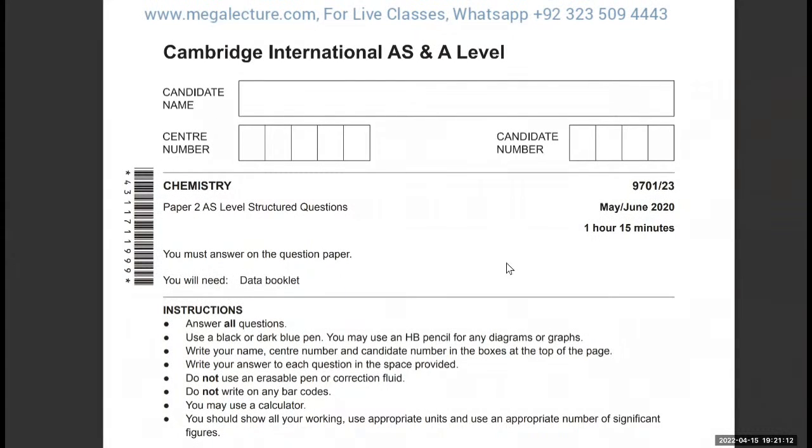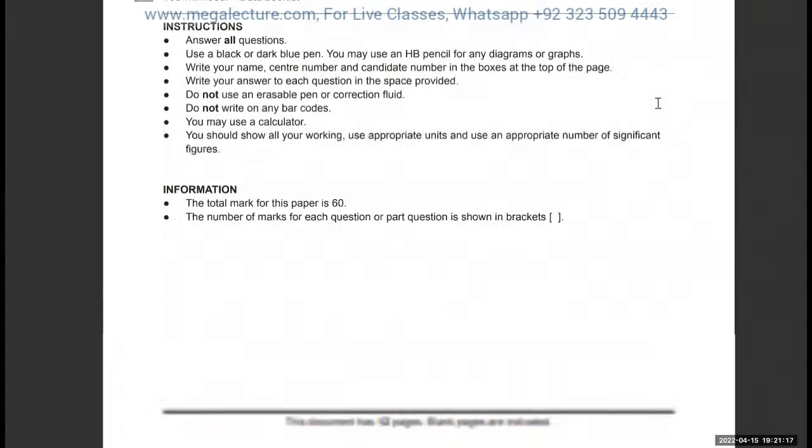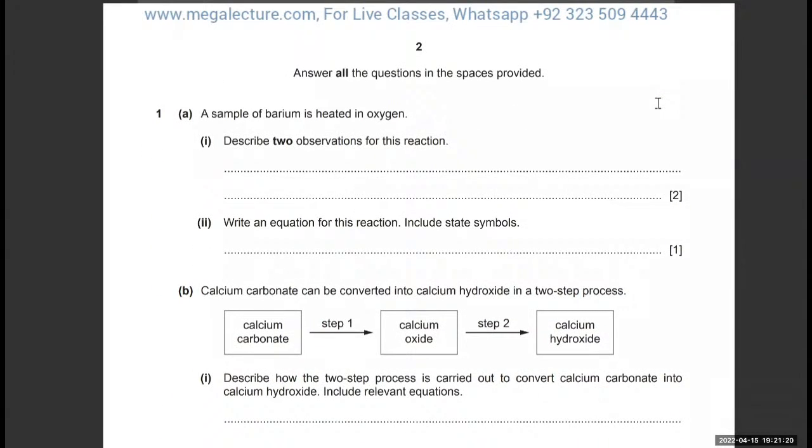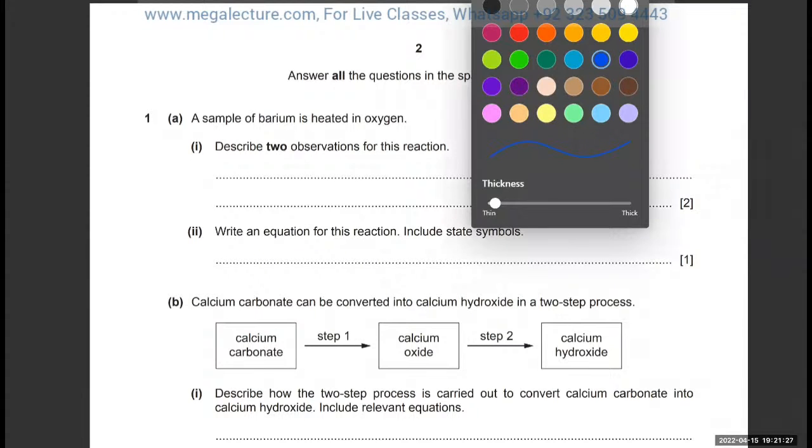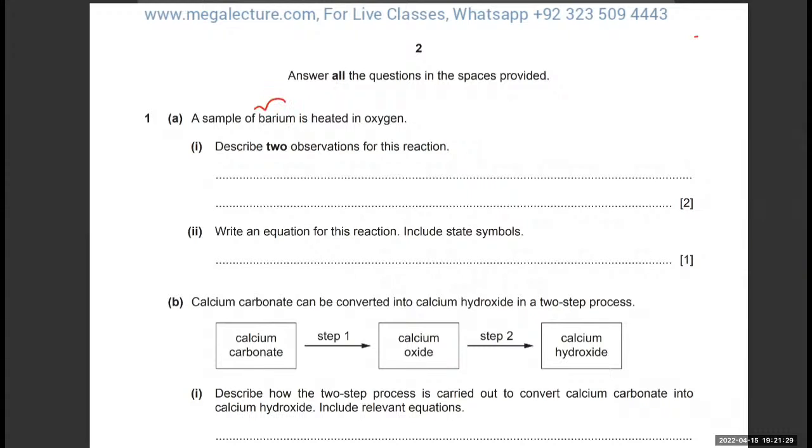So we're going to start with this one. This is summer 20, question paper 2-3. Starting with the first one. He's saying give two observations for this reaction, that it's barium, and that barium is reacting with oxygen. So two observations. Any idea what the two observations are going to be?